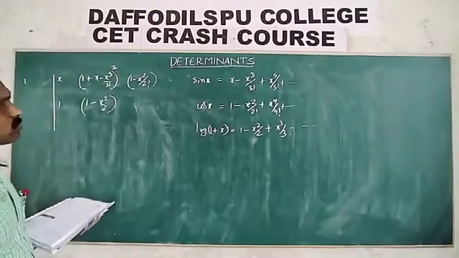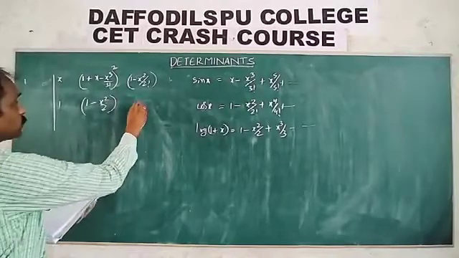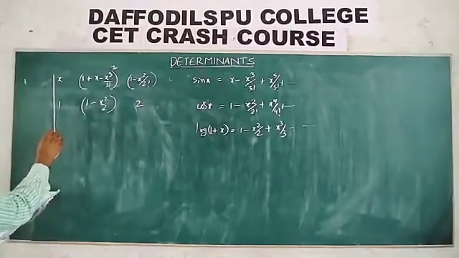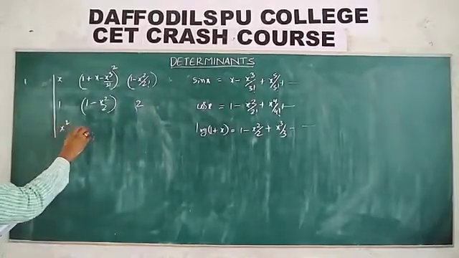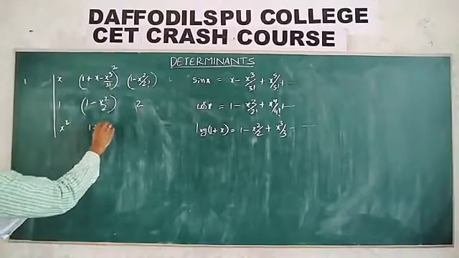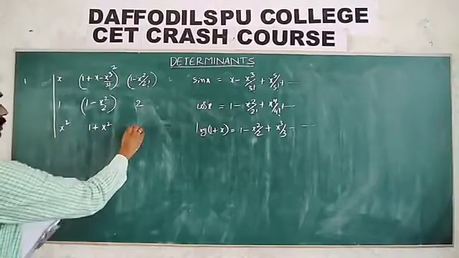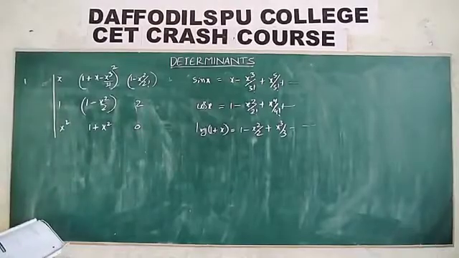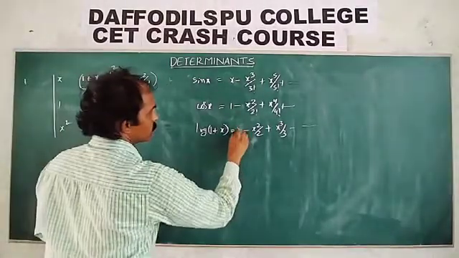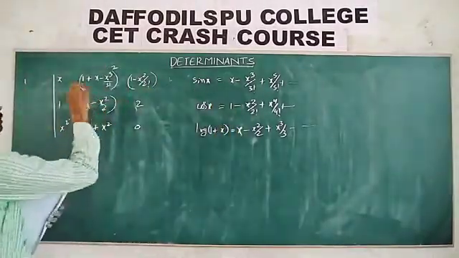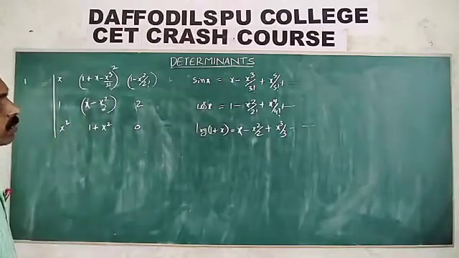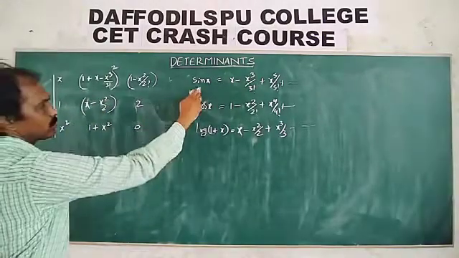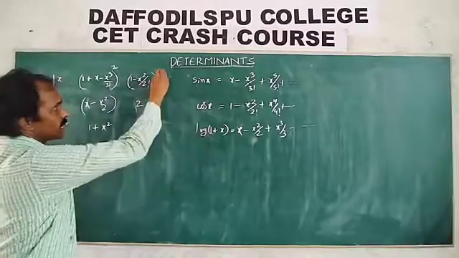1 minus. Right. Next, here is 2. Next, x square. Next, 1 plus x square. Next, 0. Okay. Log 1 plus x. Sorry. This is x. This is x. Right. Sin x, cos x, log 1 plus x, expansions.